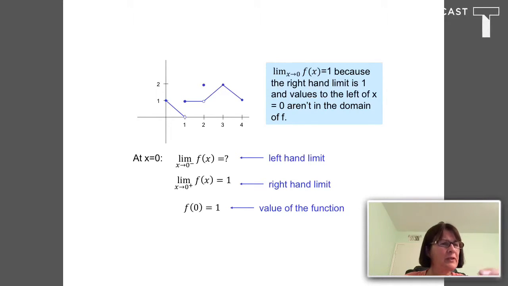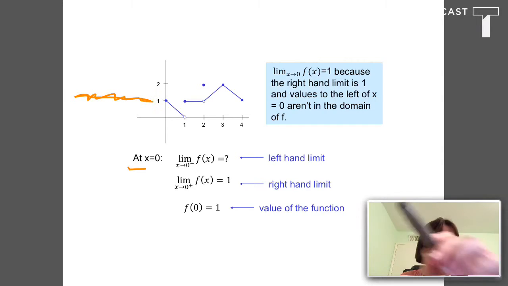So notice here one special case at x equals 0. It doesn't make sense to talk about the left-hand limit because as I come toward x equals 0 from the left, there's not even a function over here to walk along. So we wouldn't even talk about the left-hand limit, the limit of f of x as x approaches 0 from the left.